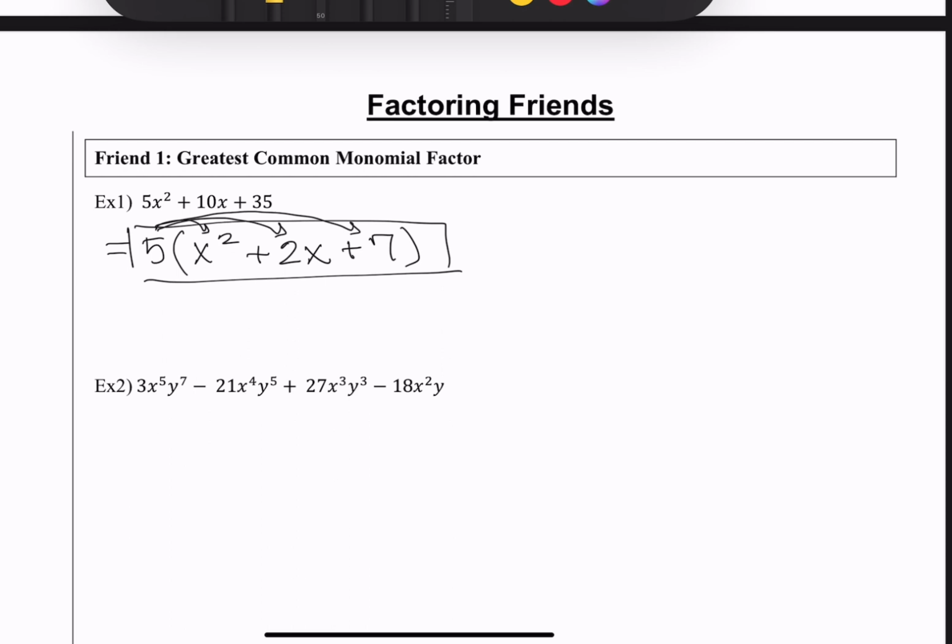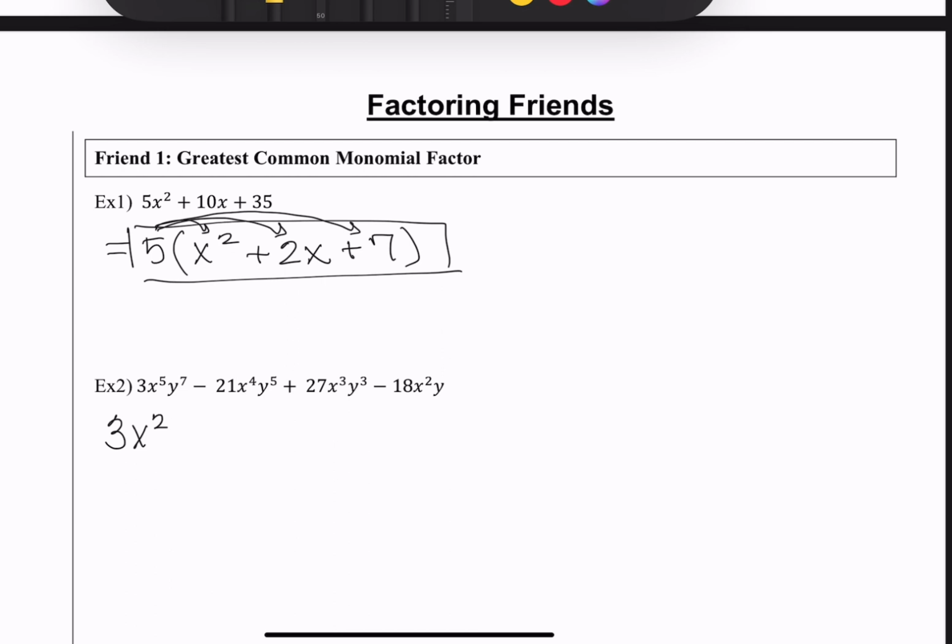Well, just looking at the coefficients, 3, negative 21, 27, negative 18, they all have a 3 in common. So I'm definitely going to factor out a 3. Now, is there more? Let's see, looking at the x factors: x to the 5th, x to the 4th, x cubed, x squared. As a matter of fact, they have x squared in common. So I can also undistribute an x squared.